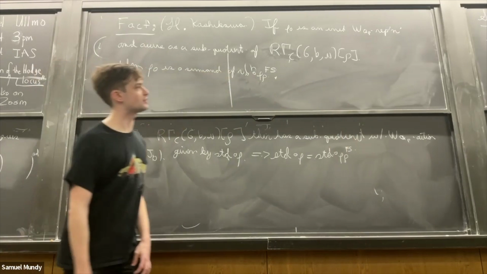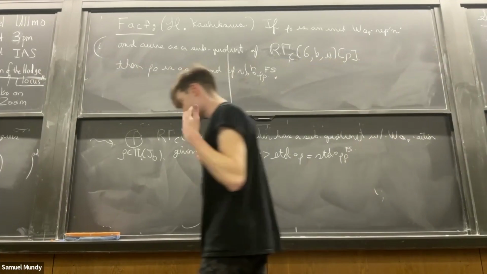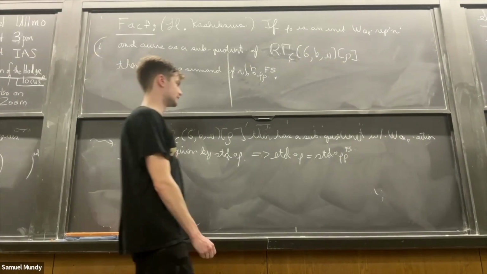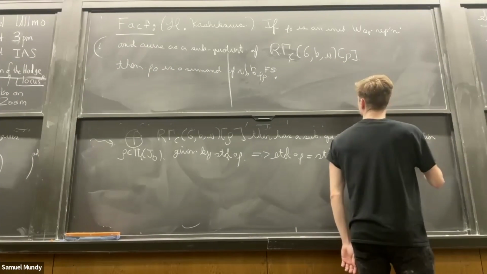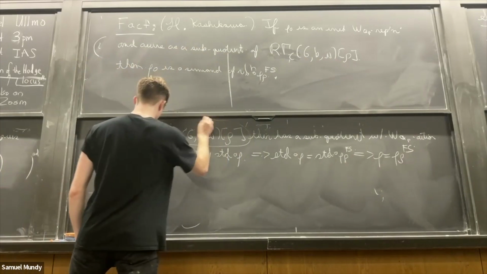And then what's the point? Well, the GSp4 value parameter is determined by its composition with this embedding and its similitude character. But the similitude character is just the central character of the representation, and both Fargues-Scholze and Gan-Tantono are compatible with central characters. So this is enough to conclude what we want. So we're reduced to describing this complex.